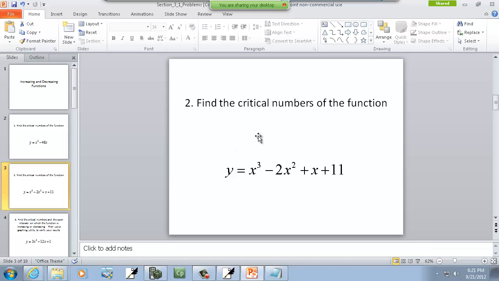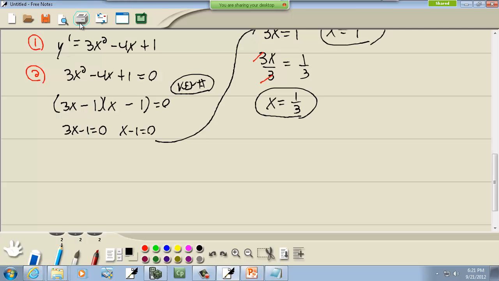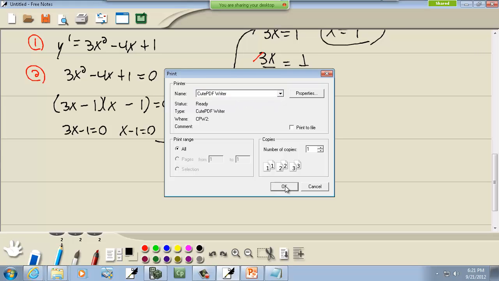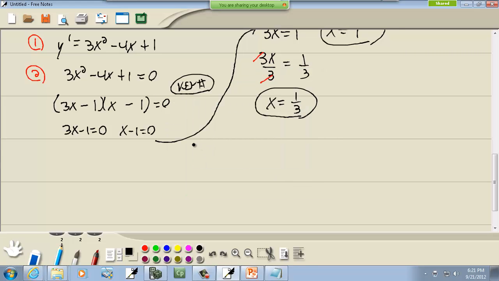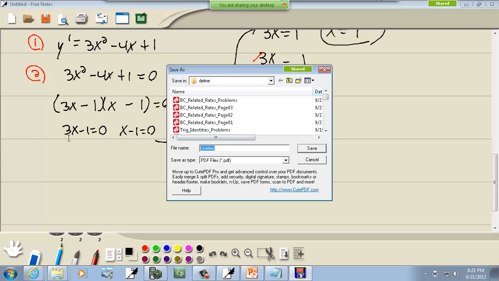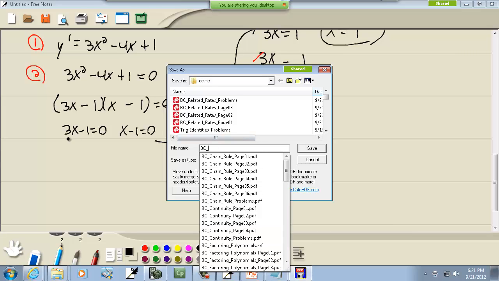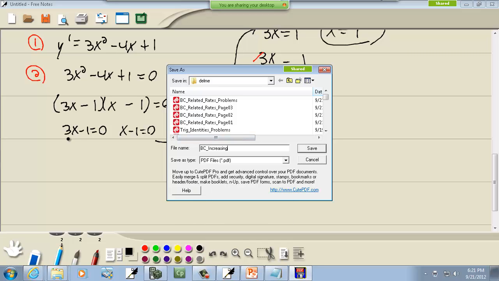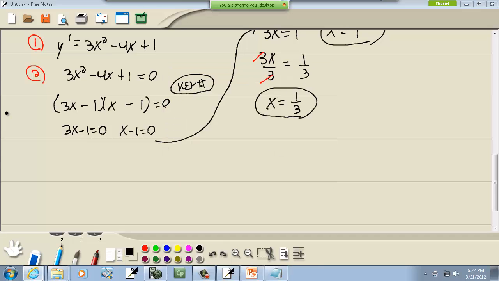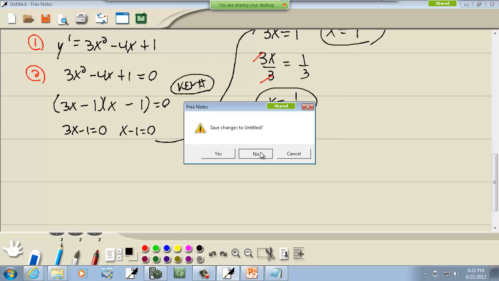And increasing and decreasing functions. Let me go ahead and save this. PC increasing and decreasing functions, page 01, PDF. And let's start a new page.